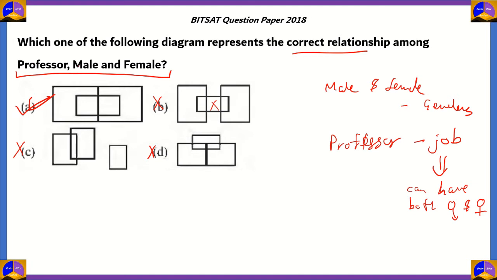So that means the correct relationship is shown by diagram A, because professor refers to a job, and any job can be done by both males and females, so therefore it is inclusive among both of those, and it does not have members who are not males or females. So that means option A is the correct option.